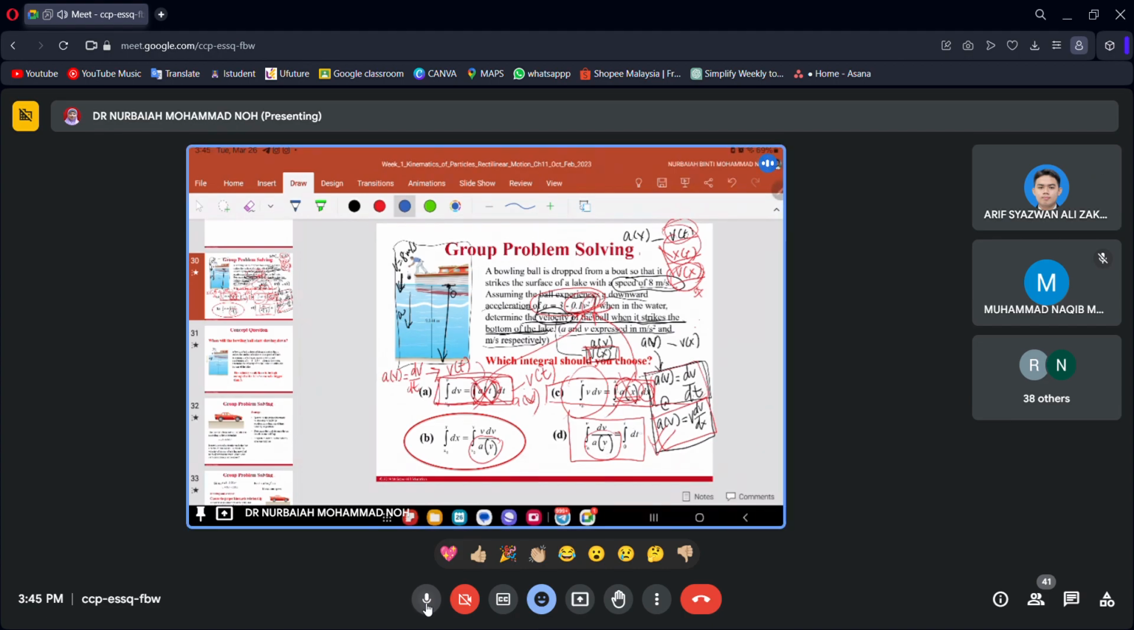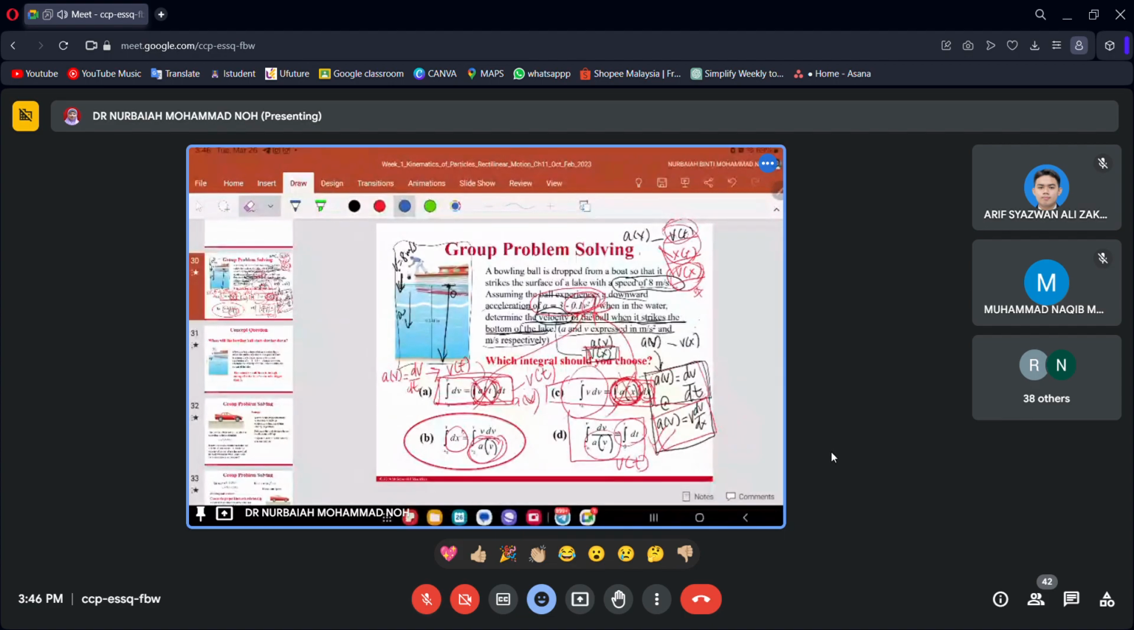Sebab yang ini kita nak cari in term of distance, tapi yang ni kita dapat in term of time. Untuk dapatkan in term of position or distance, kita kena melibatkan dx. Walaupun kat sini ada dx, tapi function dia salah. A dia is a function of x. Kita punya function adalah a is a function of v. Okay, let's prove this one.